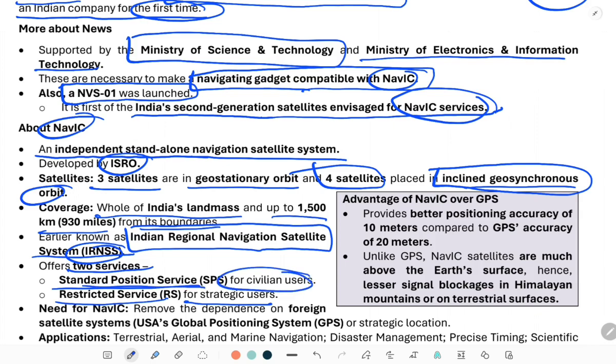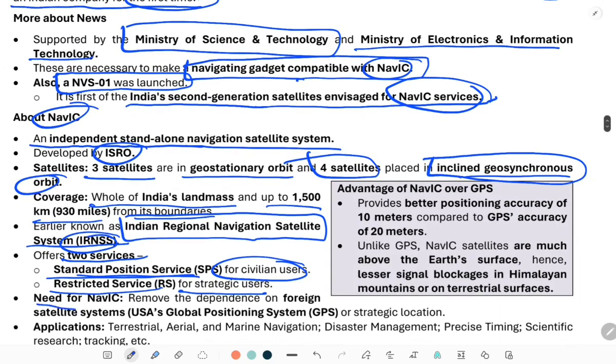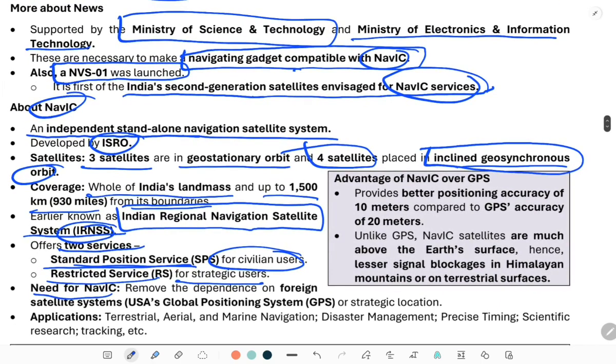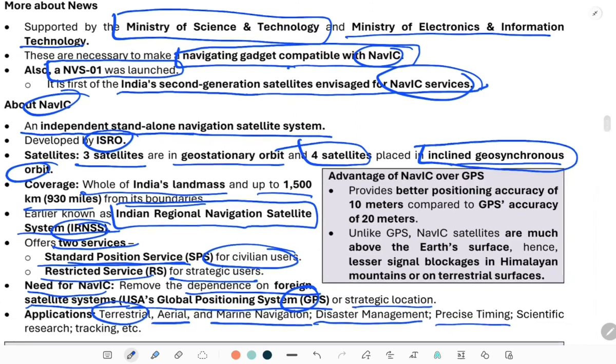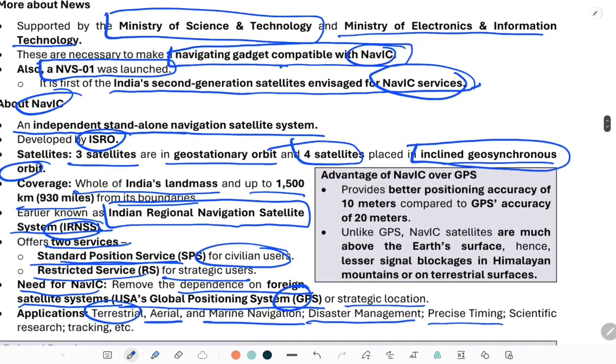for civilian users. The need for this NavIC is to reduce dependence on foreign satellite systems, such as the global foreign system GPS, for strategic locations. Then applications are: it is used in terrestrial, aerial, marine navigation, disaster management, precise timing, scientific research and in tracking.